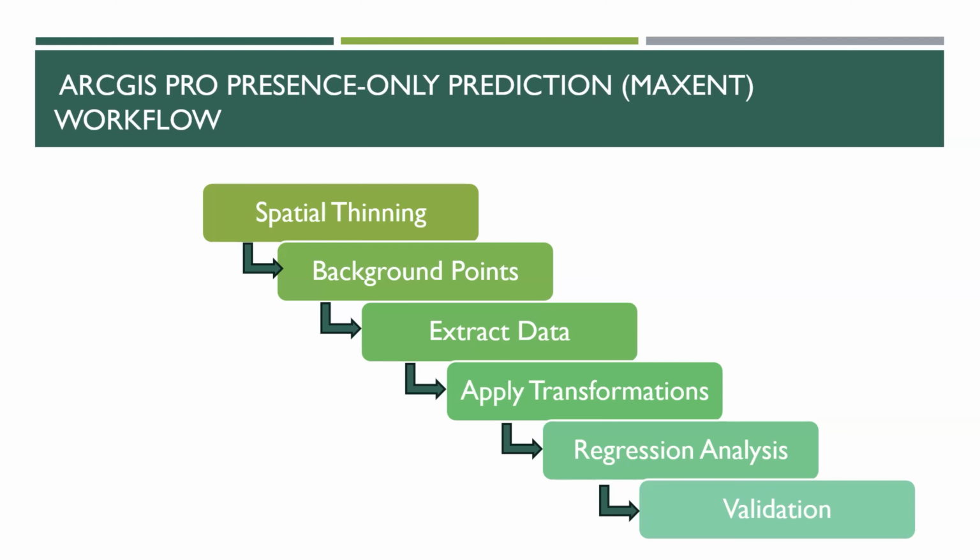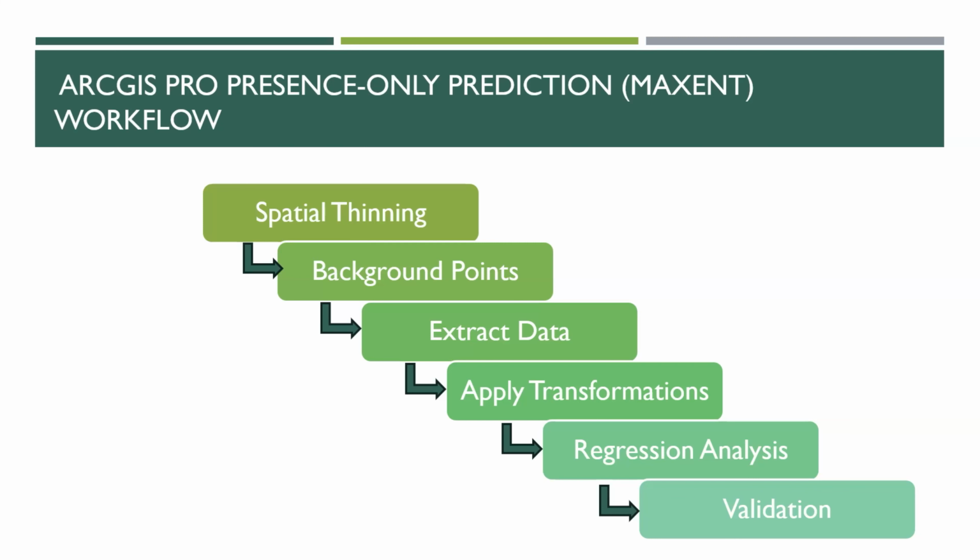And next, background points are generated where need be if indicated. Some data sets may already contain background points, wherein this step is not necessary. But these background points are used to capture data at unreported or unknown locations to compare to the observed data at known presence locations.